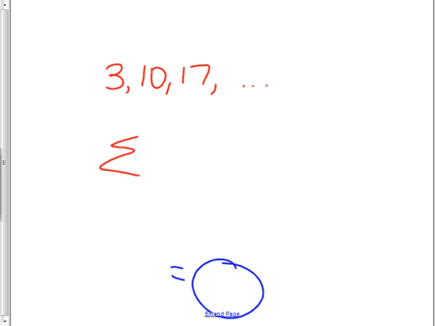I will answer your question in a moment while they're answering this question. I'm going to add 7 each time. What would the 5th term in this sequence be? And write it in sigma notation, and then figure out the answer. Figure out the 5th term, write it in sigma notation, and find the answer.